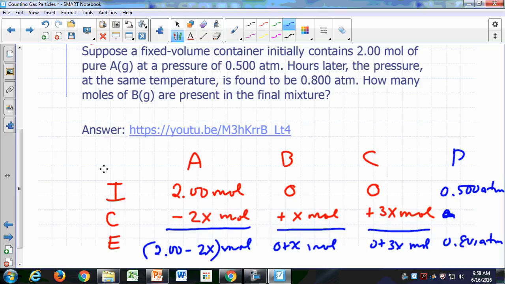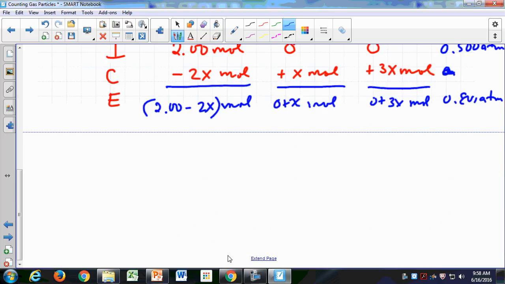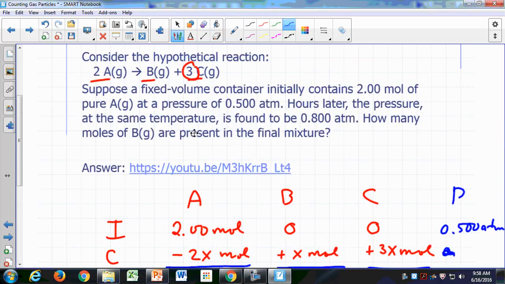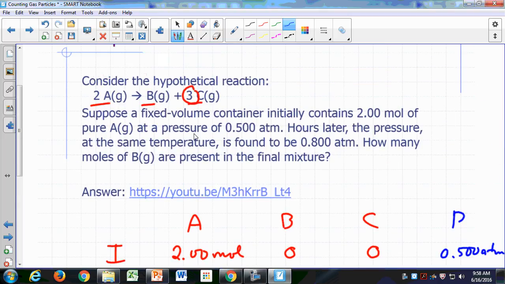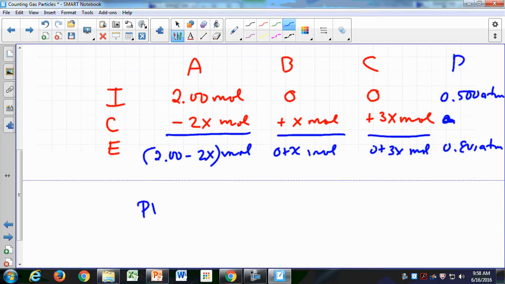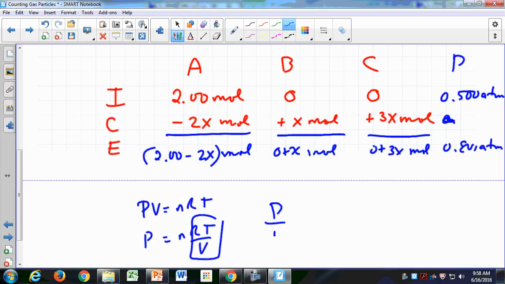Now, a good strategy for solving this problem is to say, okay, your temperature here is constant, your volume is constant. Same temperature and fixed volume container, so volume is constant. You remember PV equals nRT, then you can say P equals nRT over V. Now, RT and V are constant, so you can say that P over n is equal to a constant, which is equal to RT over V.